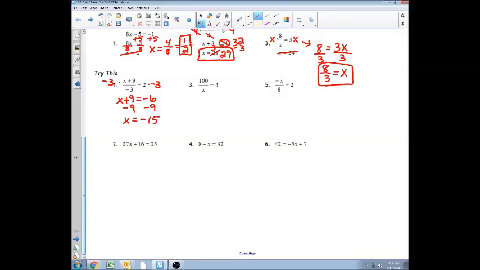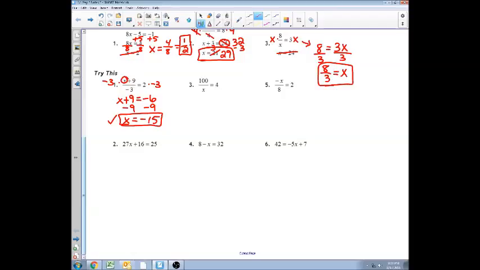I do need to check my answer. So -15 goes in for my x. -15 plus 9 would be -6. -6 divided by -3 would in fact be 2. So my answer is good. Okay. Let's look at number 2.